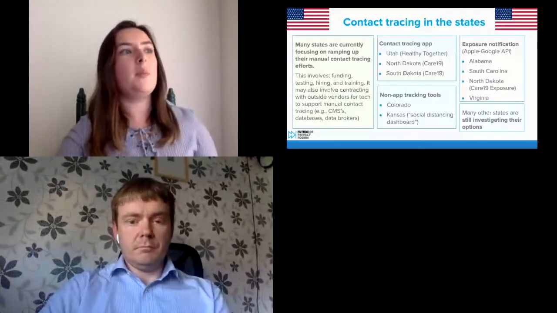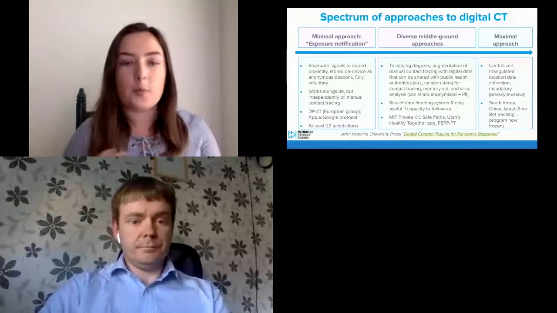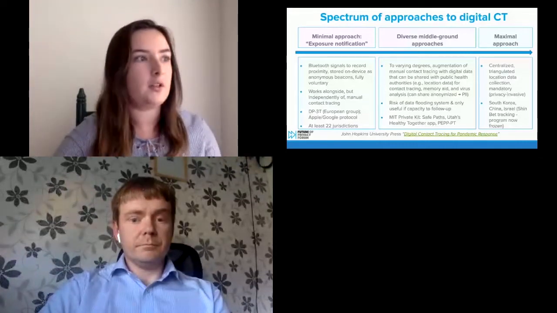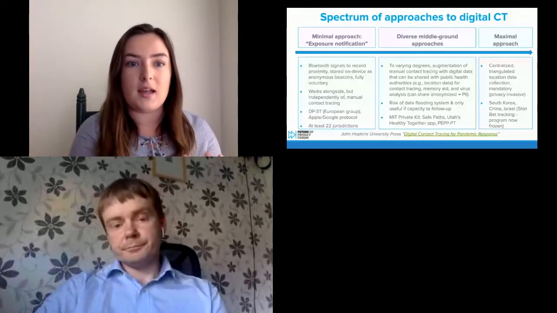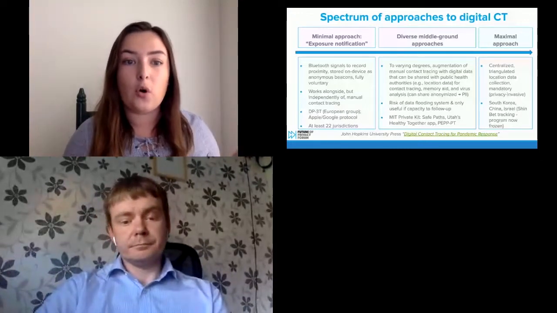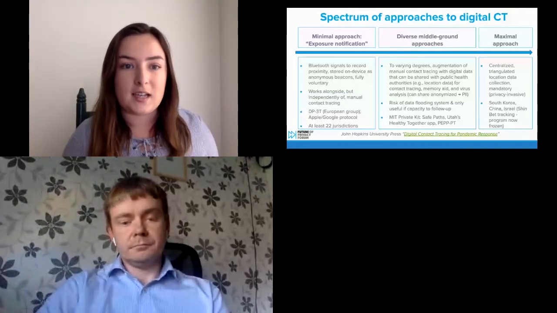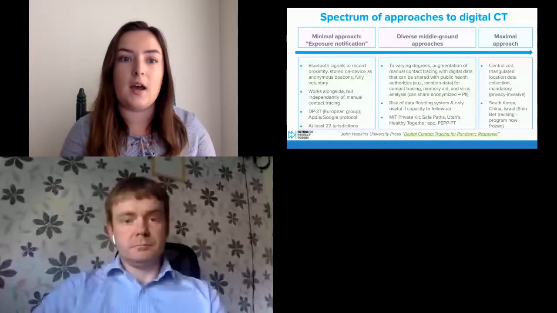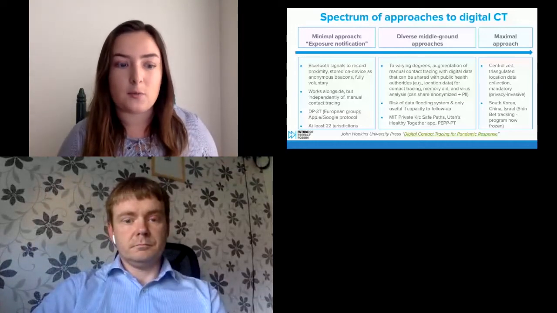Okay. And this is where Bluetooth signals are used to record proximity. It's stored on device. It's fully anonymous and fully voluntary. And this works alongside manual contact tracing and parallel to it, but it's not augmented with manual contact tracing. No data is actually available for public health authorities to support them, but it supplements it in parallel, independently.